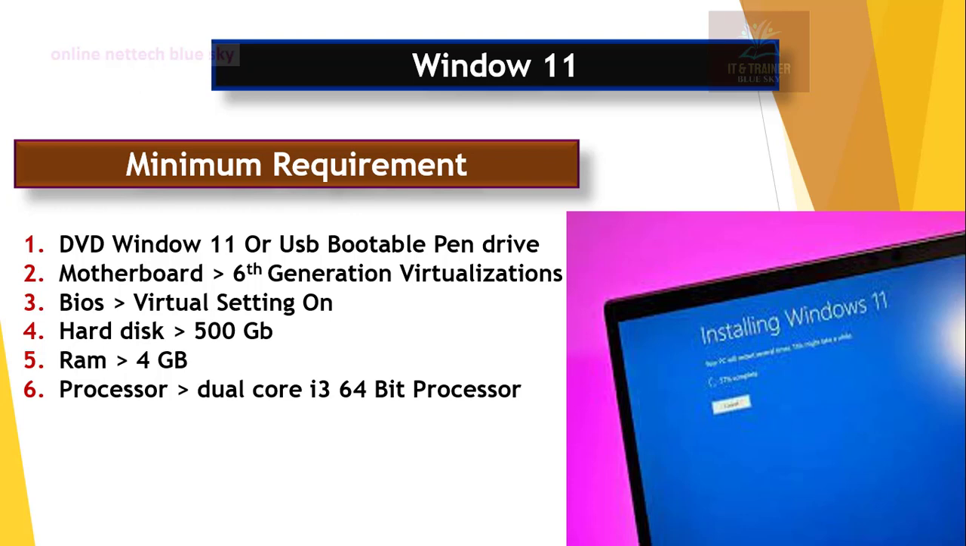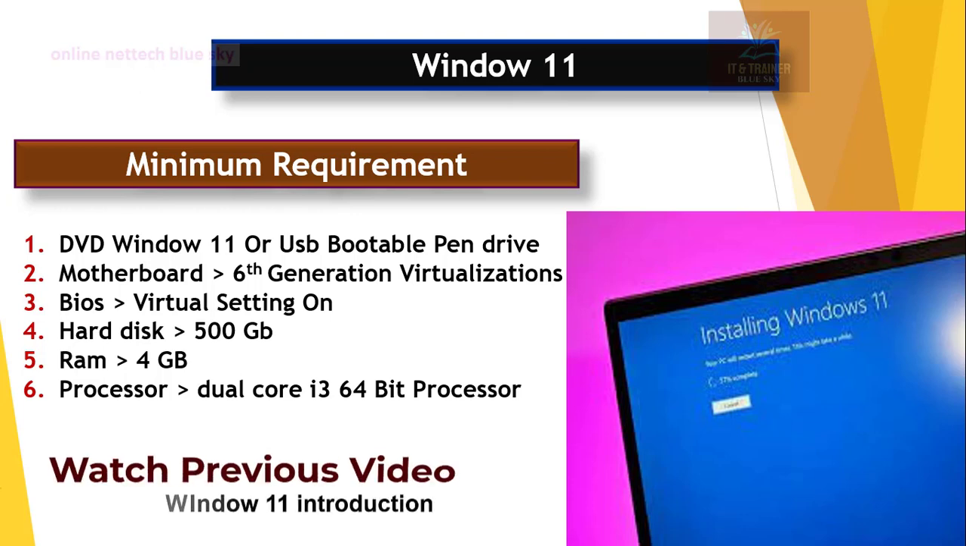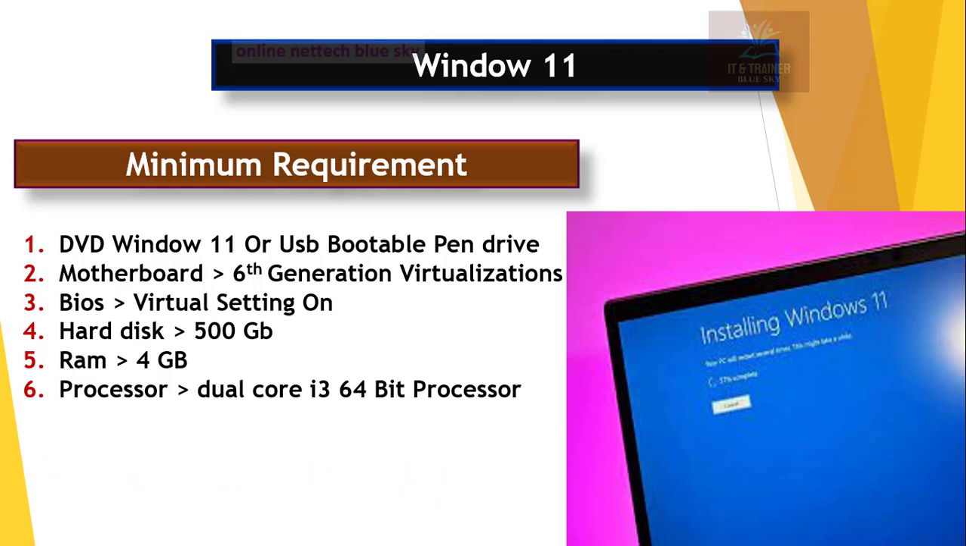The processor should be a dual core i3 64-bit processor. Core i3 is a type of 64-bit processor. So dual core i3 is very important for us. This is the minimum requirement, core i3, so that Windows 11 works very smoothly, easily and fast on your computer.